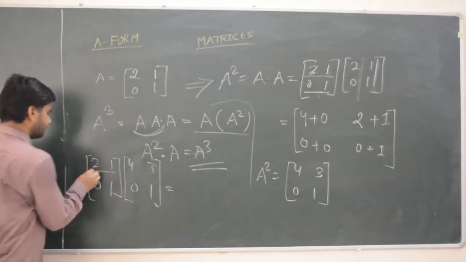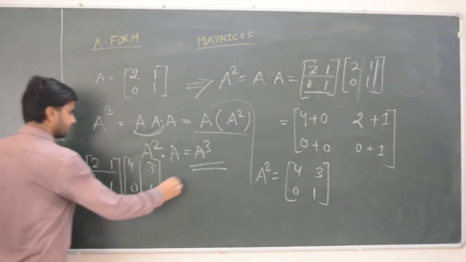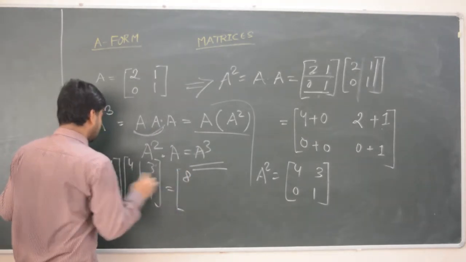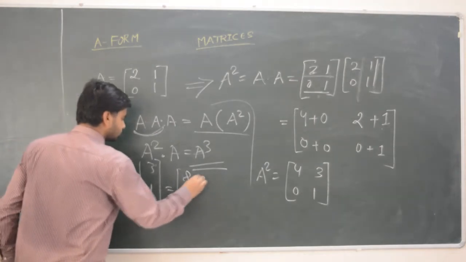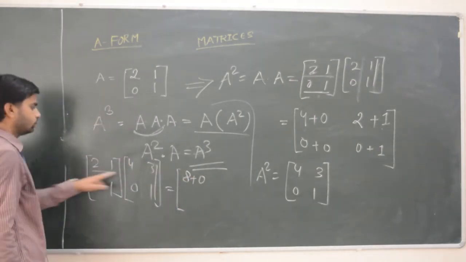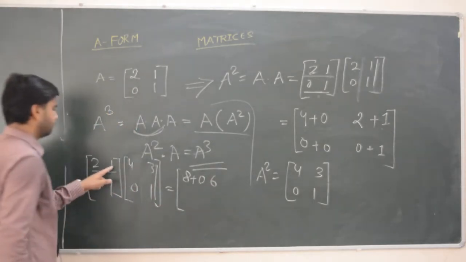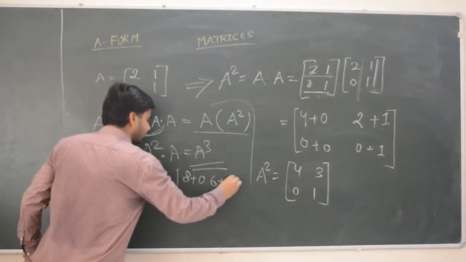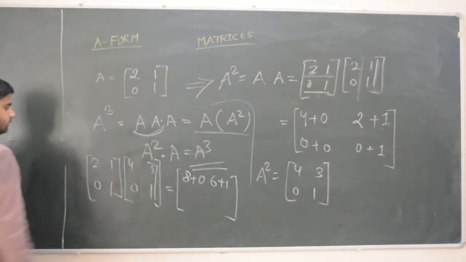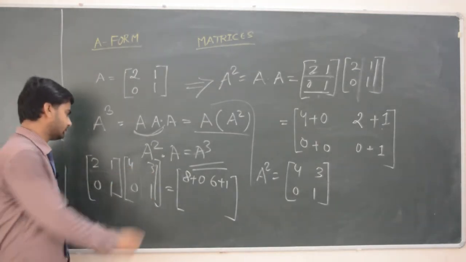So we will get, first multiply this row with this column, 2 into 4, that is 8, and 1 into 0, that will be 0. Now multiply the first row with the second column, we will get 2 into 3, that is 6, and 1 into 1, that is 1. Okay, so the first row got multiplied with the first column and the second column.